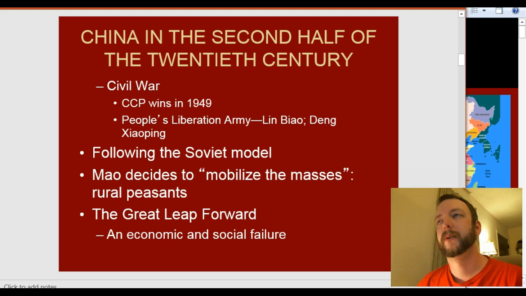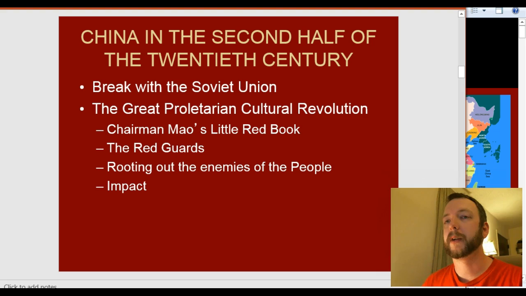And now that brings us to worldwide communism. So you think that China, now that they're a communist country, would get along really well with the Soviet Union, but it doesn't really go that way. We get a break between China and the Soviet Union in 1960. The Soviets ended up breaking away from China.